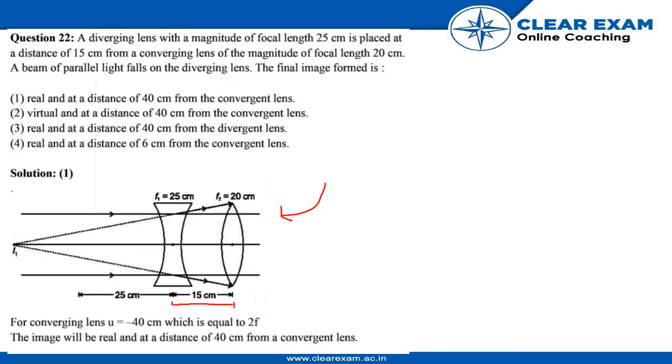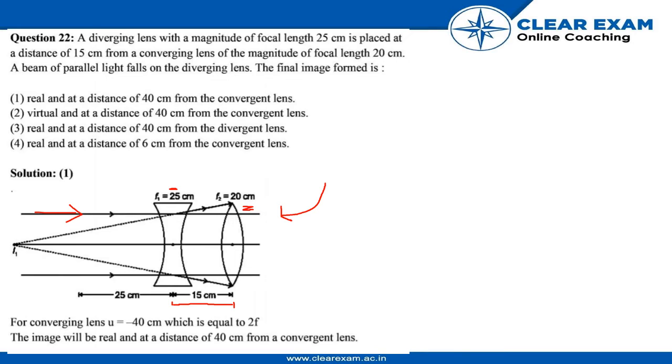We know that the magnitude of focal length are given to them. So focal length of the converging lens is 20 centimeter, and the focal length of a diverging lens is 25 centimeter. So a parallel beam of light falls on the lens that are 15 centimeter apart.